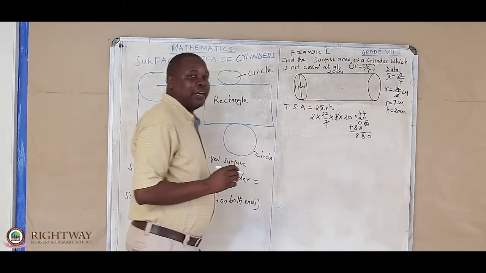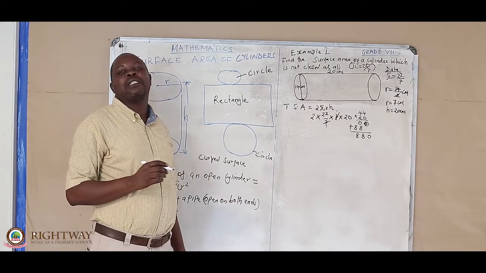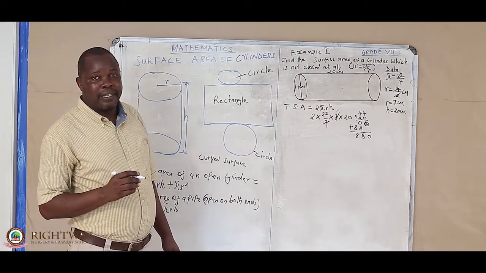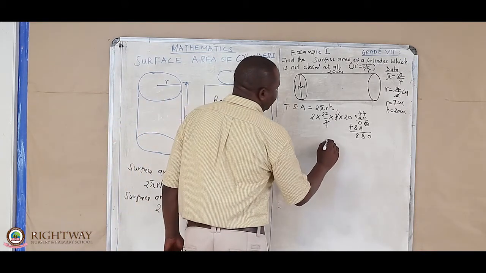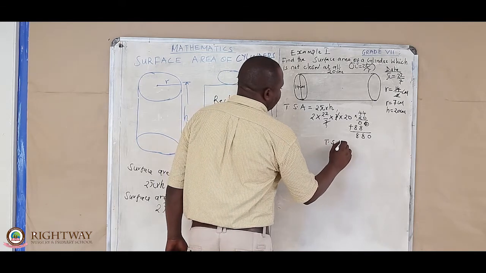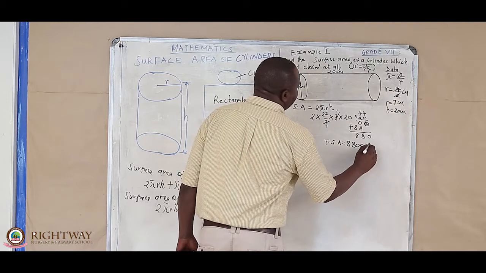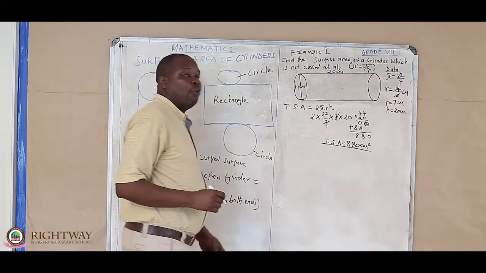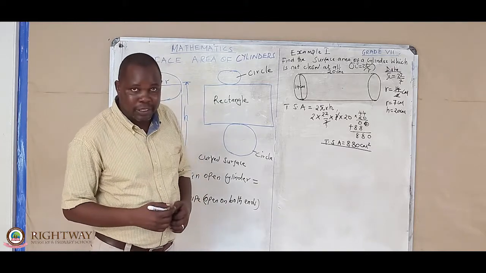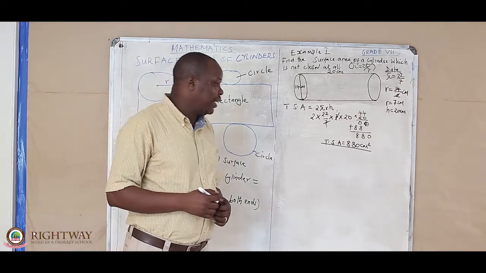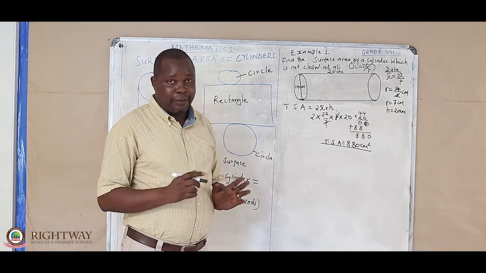So our surface area for this cylinder, the curved part of this cylinder, which is our open cylinder, open on both sides, is 880 centimeters squared. Remember, always area is written in square units. So the answer will be 880 square centimeters. I think I'm very clear there.